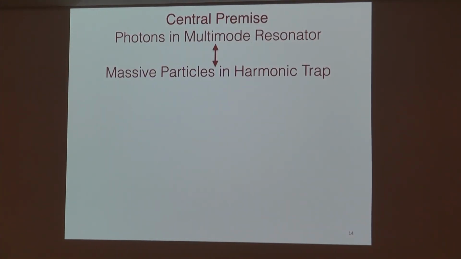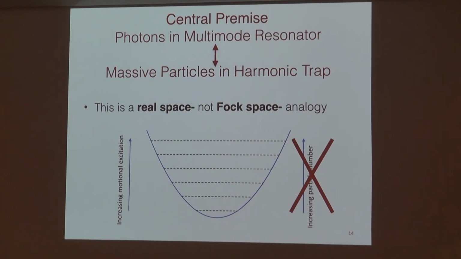So the central premise here is that a photon in a multimode resonator behaves like a massive particle in a harmonic trap. Now, what this story is not is the story that you heard in your first quantum field theory class. In that class, you say, I have a single mode, right? And I can put 1 photon into it, or I can put 2 photons into it, or I can put 3 photons into it. And there's a bosonic commutation relation there, which is associated with a raising operator, right?